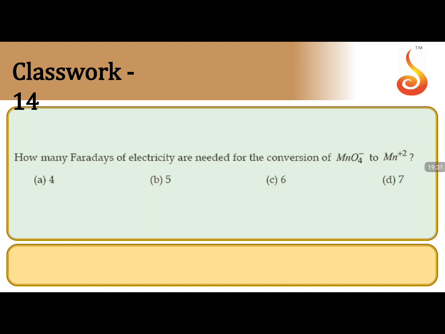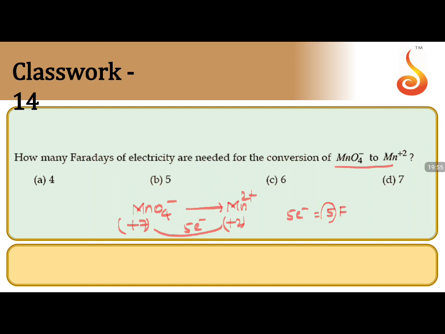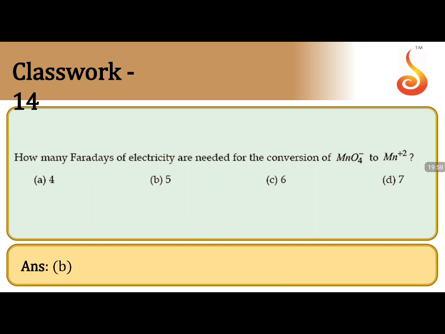Next, coming to the 14th question, how many faradays of electricity are needed for conversion of MnO4 minus to Mn2 plus? So MnO4 minus to Mn2 plus, it is in +7 oxidation state, changing to +2 oxidation state. The change is 5 electrons. 5 electrons is equivalent to 5 Faraday. So the answer is option B, 5 Faradays.